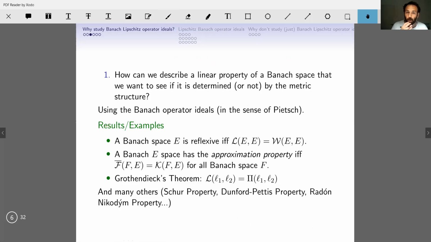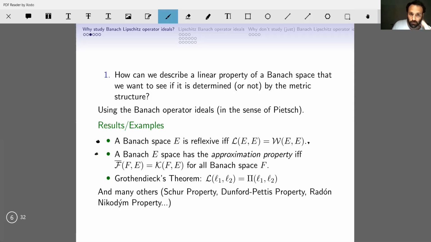So how will we describe linear properties? Well, we will use the theory of Banach operator ideals. And when I say Banach operator ideal, I mean Banach linear operator ideals, of course, in the sense of Pietsch. I put here three examples of how we can use linear operator ideals to describe properties. The first says that a Banach space E is reflexive if and only if all linear operators from E to E are weakly compact.